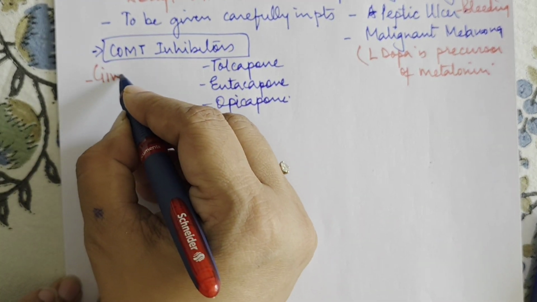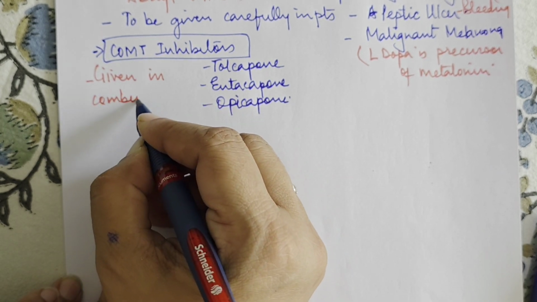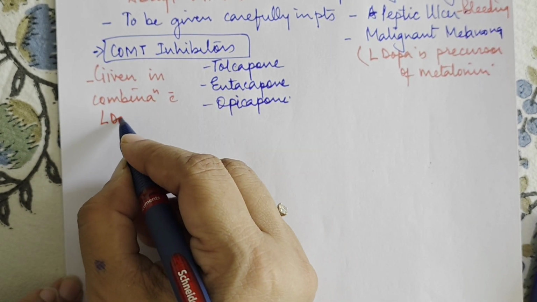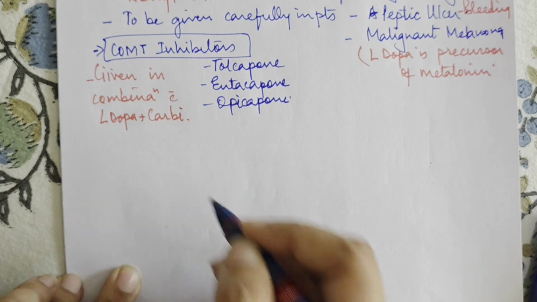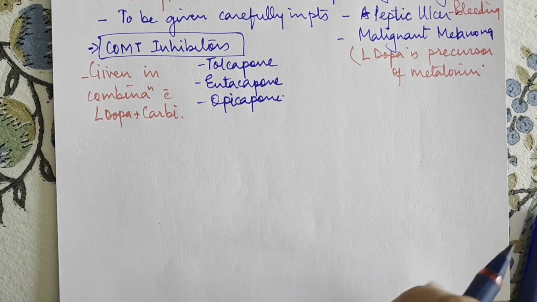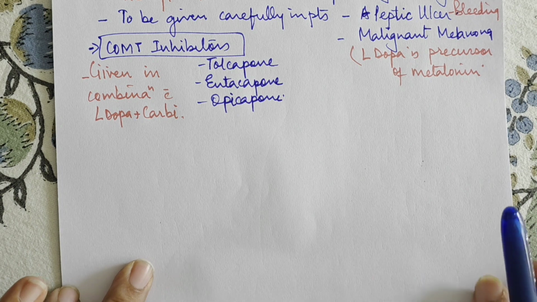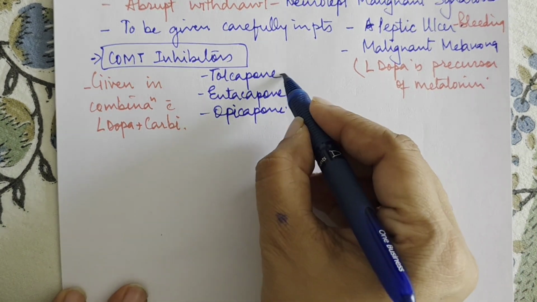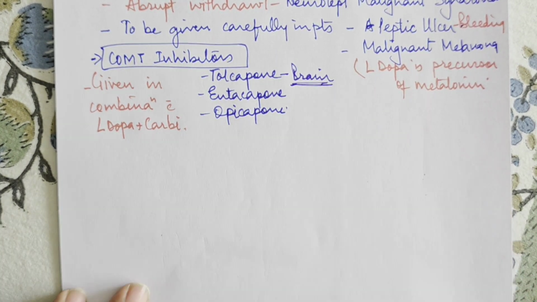They are always given in combination. There is no benefit in giving them alone. So they are given in combination with L-dopa plus carbidopa, right? Because when we inhibit the dopa decarboxylase enzyme, the metabolism moves towards COMT. So if we give these drugs, then it will be very beneficial, right? Then tolcapone acts in the brain also, so it has activity in the brain also.